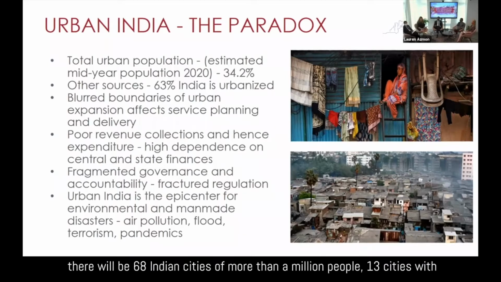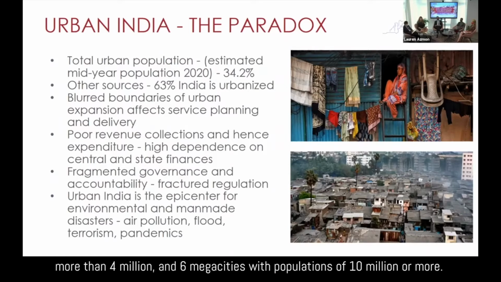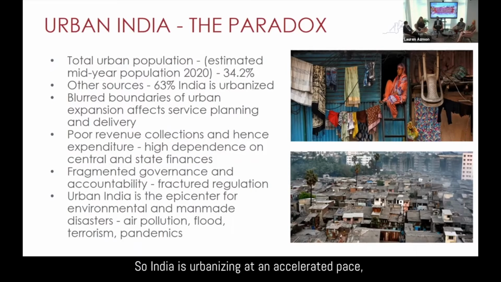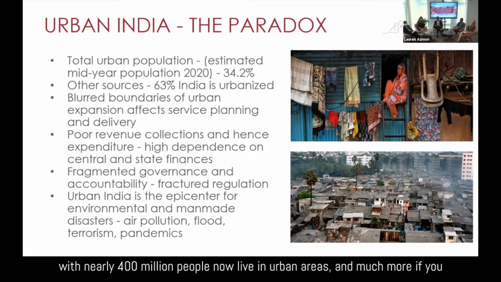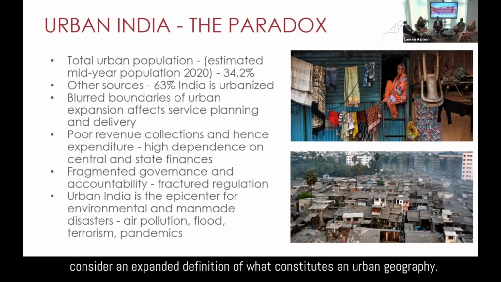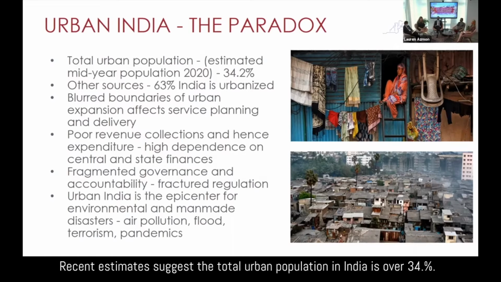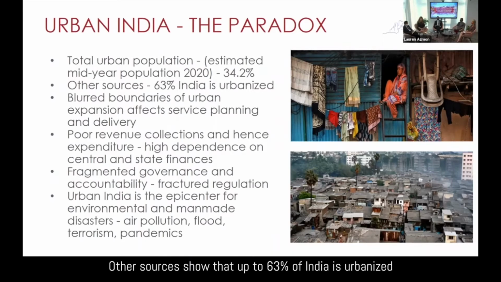To build on what the Deputy Administrator just said, the McKinsey Global Institute estimates by the year 2030, there will be 68 Indian cities with more than 1 million people. There'll be 13 cities with more than 4 million people and 6 megacities with populations of 10 million people. So India is urbanizing at an accelerated pace, with nearly 400 million people now living in urban areas, and much more if you consider an expanded definition of what constitutes an urban geography. Recent estimates suggest that the total urban population in India is over 34%, but other sources show that up to 60% is urbanized, and that figure is increasing every hour.